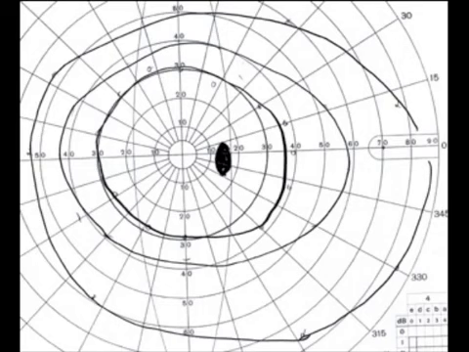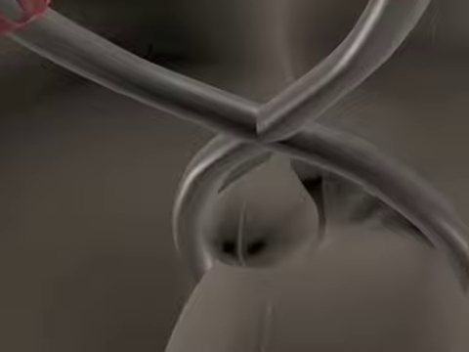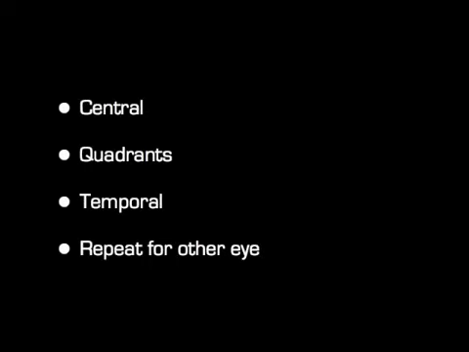The Goldmann field can be measured out to 90 degrees and is most commonly used to monitor neurological field changes, for example before and after treatment of a pituitary tumour. Finally, we have visual field testing to confrontation. In an asymptomatic individual, I think this should be a brief screening examination taking a few seconds. I check central vision, 4 quadrants and temporal field.